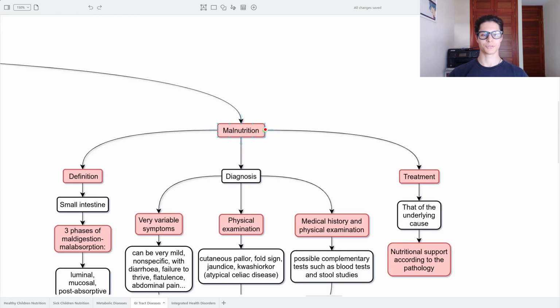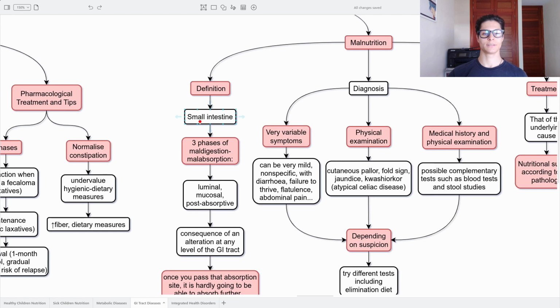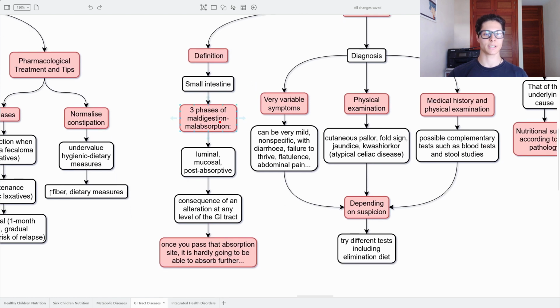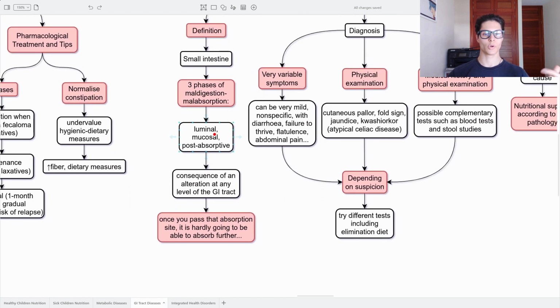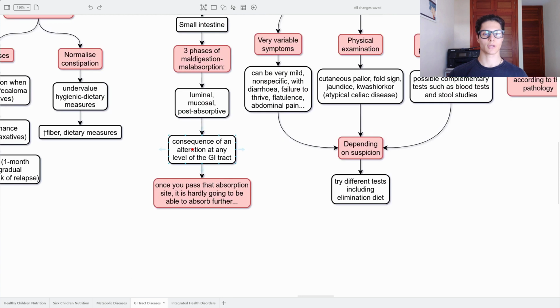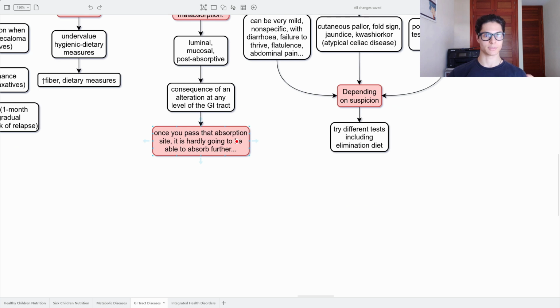Moving on, we have malnutrition. Definition. It occurs in the small intestine because that's where we absorb most of the nutrients. 3 phases of maldigestion, malabsorption: luminal, mucosal, and post-absorptive. It is a consequence of an alteration at any level of the gastrointestinal tract. Once you pass that absorption site of that specific molecule, for example, sugars, it is hardly going to be able to absorb further. Chances are we are not going to absorb sugars in the colon.